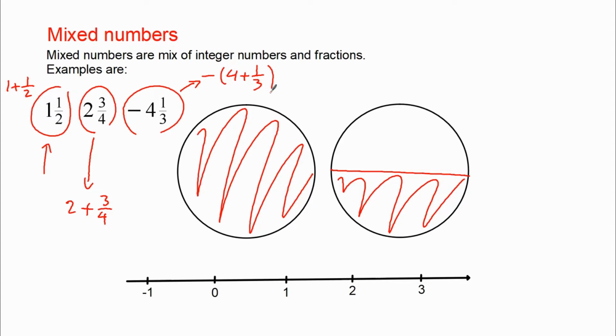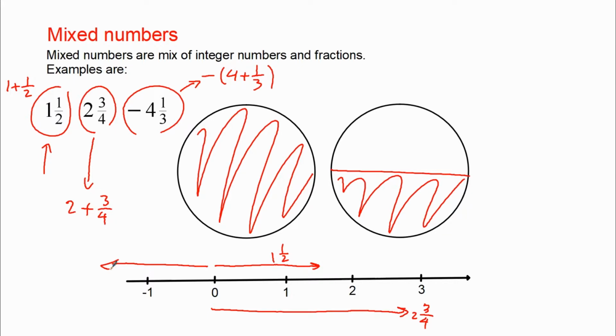If I want to show the 1 and 1 over 2 on the axis here, I can show it from 0, so 0 to half, this would be 1 and 1 over 2. And if I want to show 2 and 3 over 4, this would be 2 complete units and 3 over 4. So somewhere around here is 2 and 3 over 4. And the same thing for the minus, we have to go in a minus direction, 4 units, and then 1 over 3.